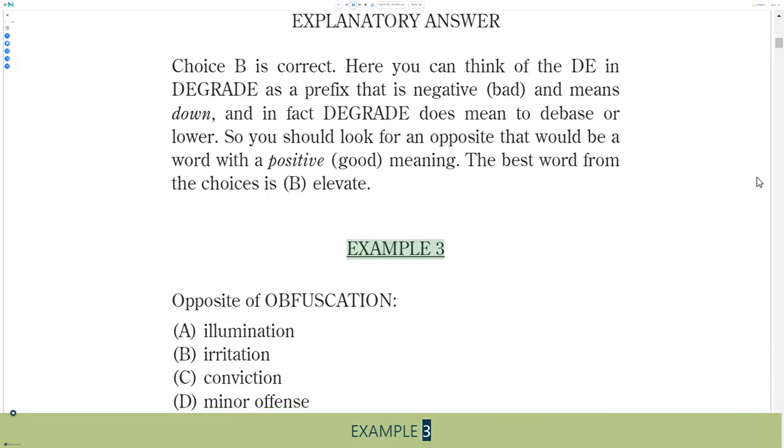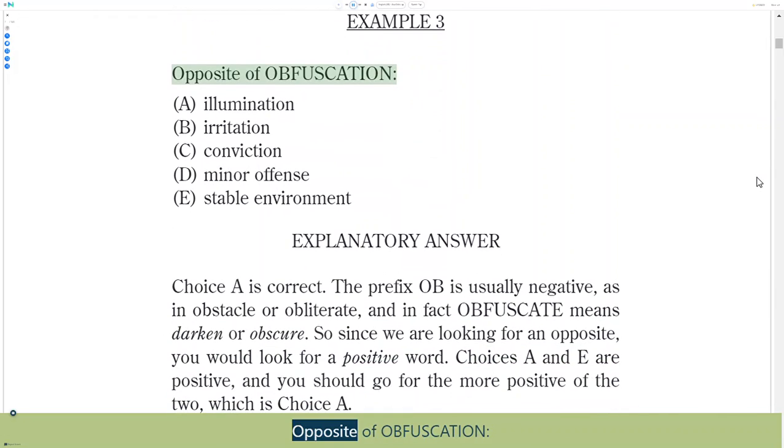Example 3. Opposite of obfuscation. A. Illumination. B. Irritation. C. Conviction. D. Minor offense. E. Stable environment.